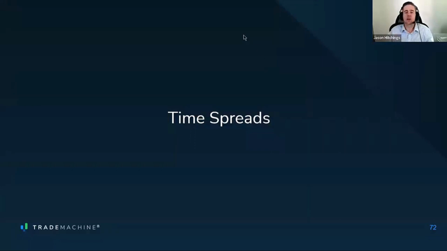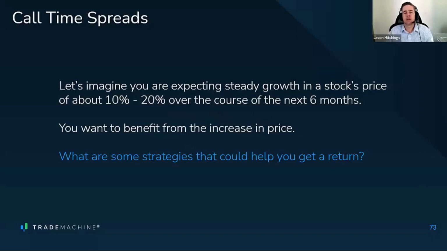Okay, so we're going to move on to our next type of position. Let's just talk through a scenario. Let's imagine for a moment that you're expecting steady growth in a stock's price over the course of the next 6 months, somewhere between 10 and 20%, and you want to benefit from that increase in price. What are the strategies we can employ? What do we know about options so far? What does your own trading experience tell you about ways that we could do this?